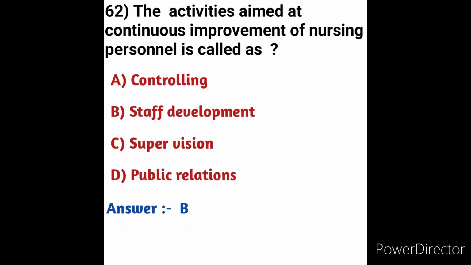Next move on to question number 62. The activities aimed at continuous improvement of nursing personnel is called as option A, controlling, option B, staff development, option C, supervision, and option D, public relations. Here the activities aimed at continuous improvement of nursing professionals is staff development. So option B is the correct answer. Staff development refers to all the policies, practices and procedures used for development of the knowledge, skills and competencies of the staff, to improve effectiveness. So option B is the correct answer.